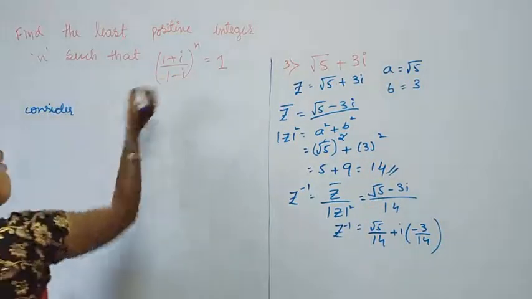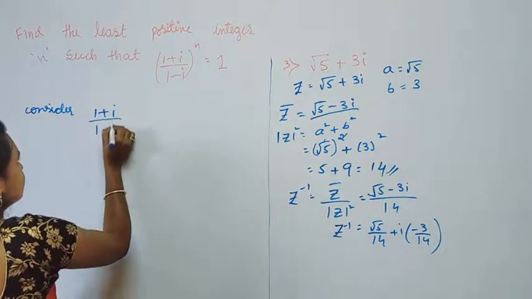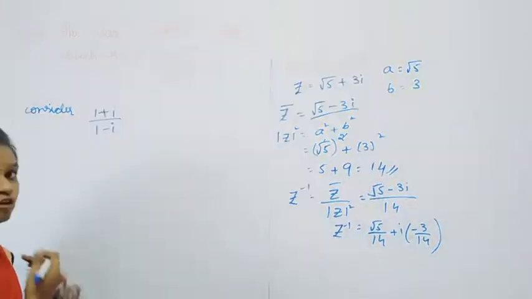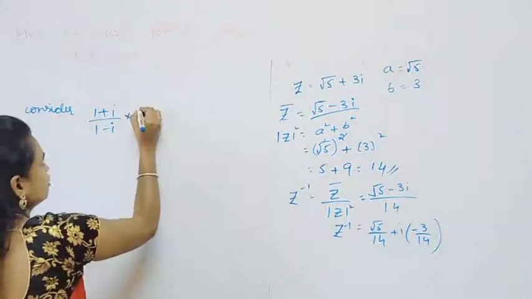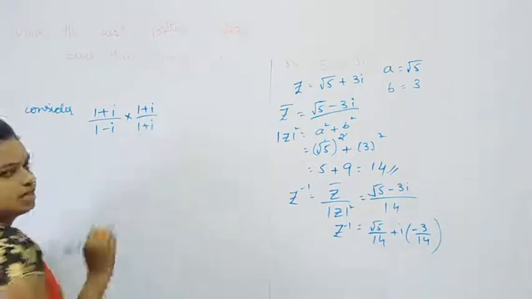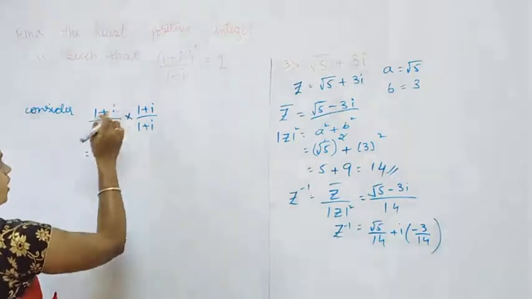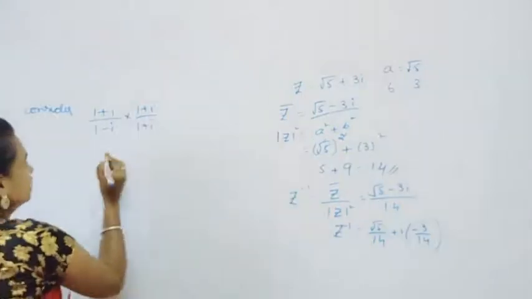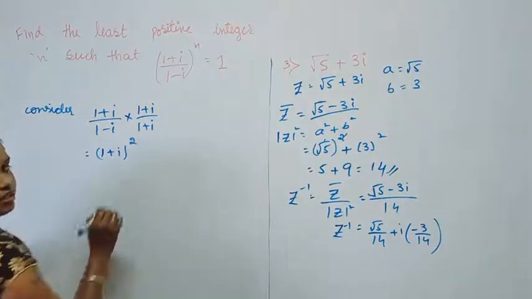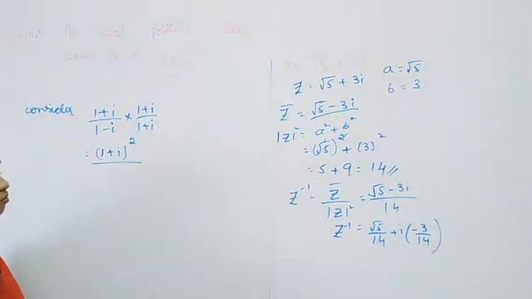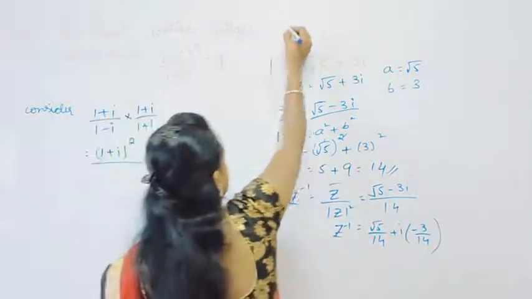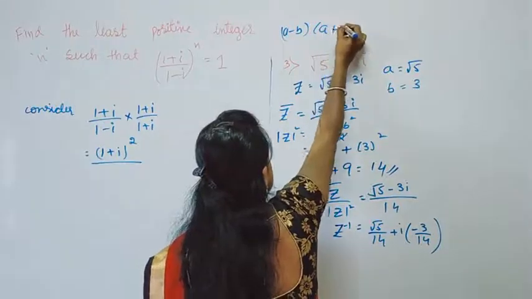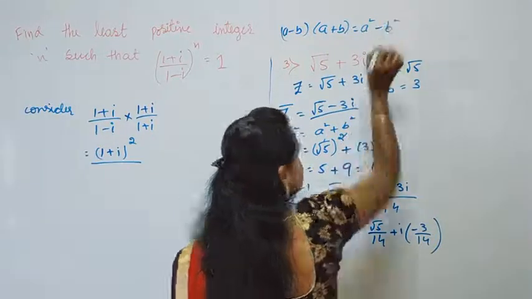first consider this one, just 1 plus i by 1 minus i. First simplify this one. How to simplify? You have to rationalize. Here we have 1 minus i, so multiply and divide by 1 plus i. In the numerator we have 1 plus i into 1 plus i, that is 1 plus i the whole square, divided by, in the denominator, 1 minus i into 1 plus i. This is of the form a minus b into a plus b, which is equal to a square minus b square.